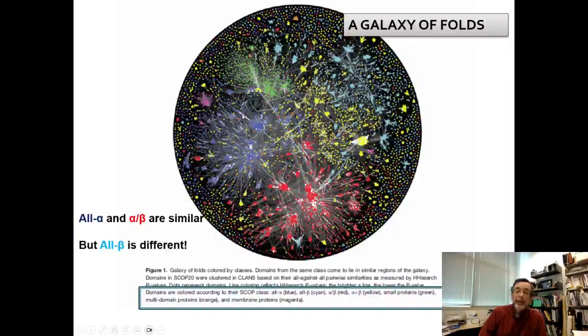The all alphas are put together in one group over here, and the all betas are in a completely opposite group on the other side of the galaxy. And it becomes really interesting. That's like confirming what's obvious. It gets really interesting when you compare alpha slash beta, which is red, down here, alpha plus beta, which is yellow, and that's in the middle.